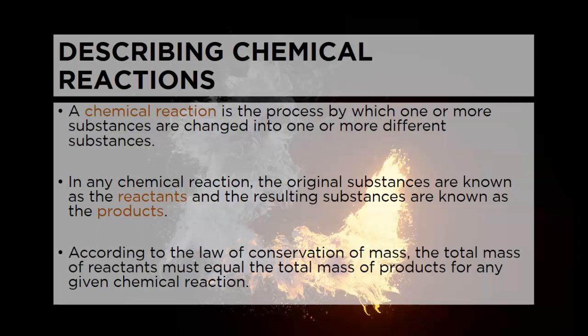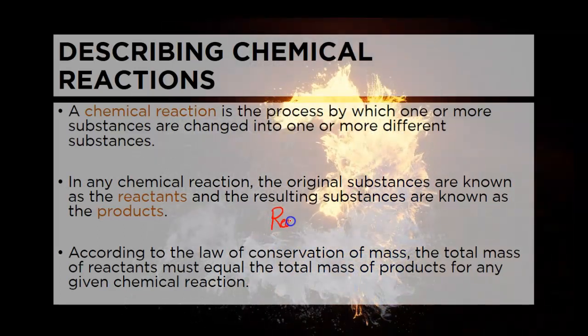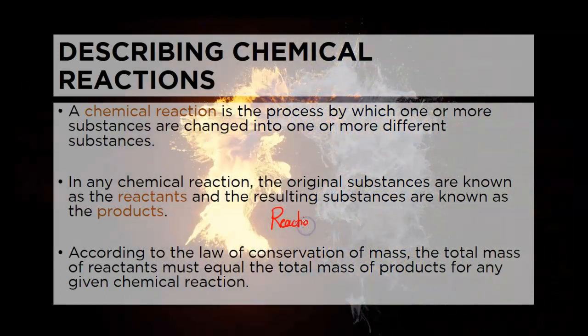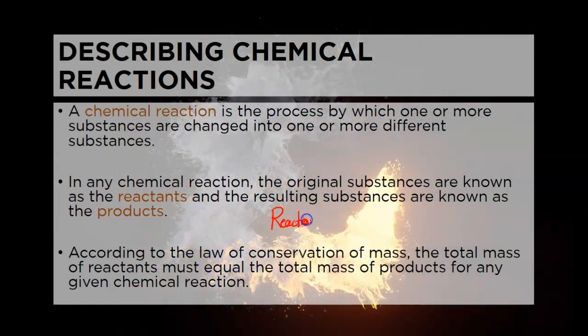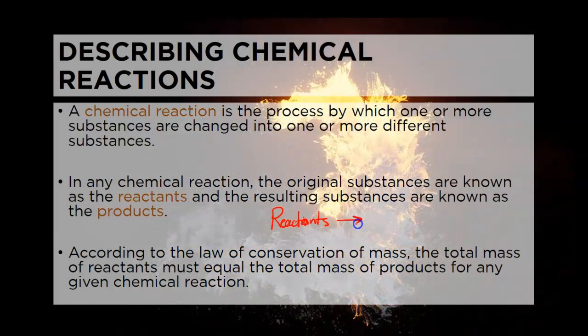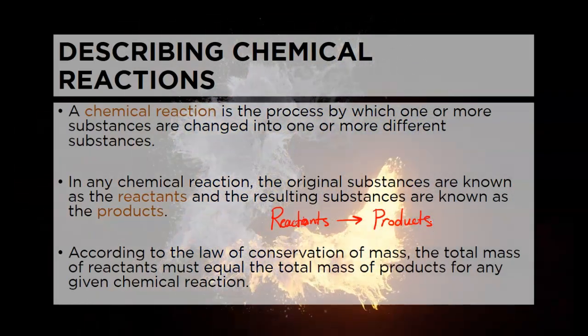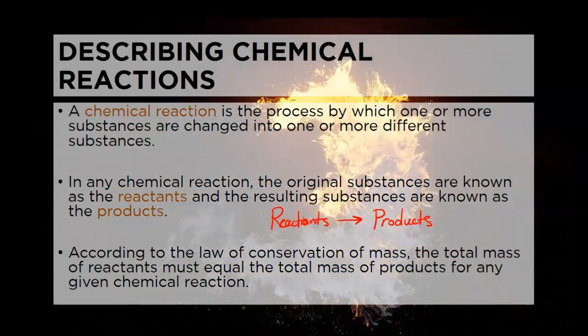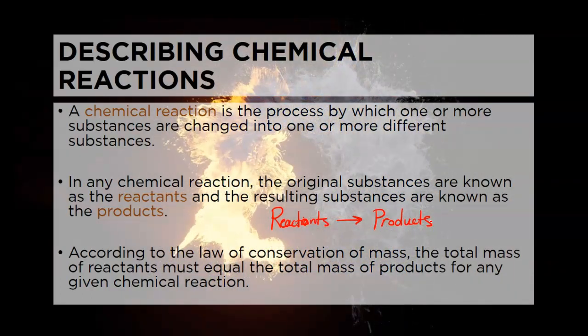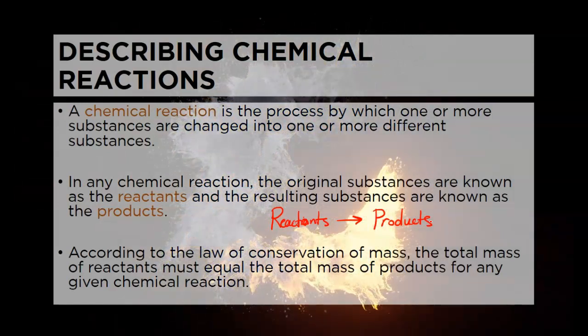One thing to keep in mind when we're doing equations, the reactants we're always going to put on the left-hand side, and products will be on the right-hand side. Sometimes you might have a double arrow if the reaction can go back and forth, but for the most part we're going to be looking at this for now.